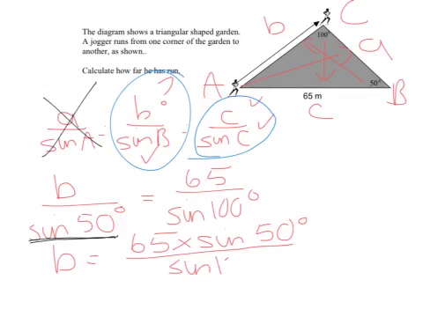And when you put this in the calculator, you need to make sure that you're closing the brackets around those angles. Otherwise, this is not going to work in your calculators. And then if I do that, I end up with 50.56 meters. So he has run 50.56 meters.